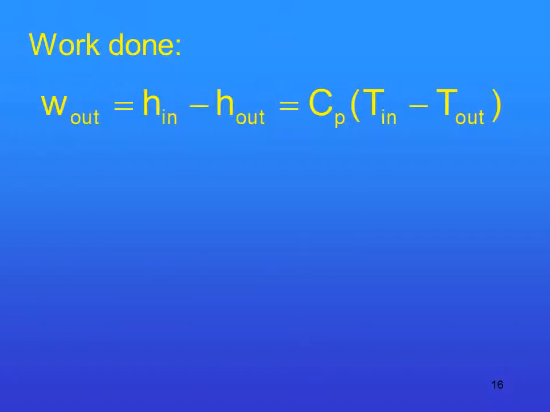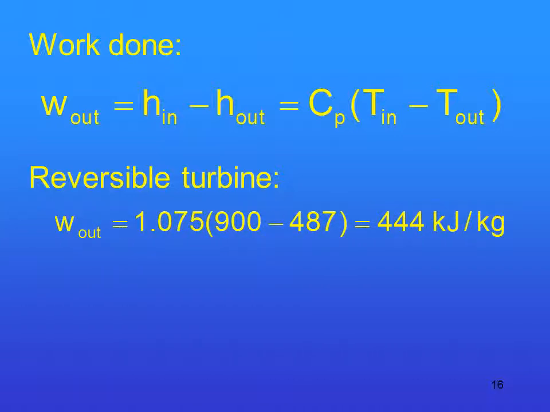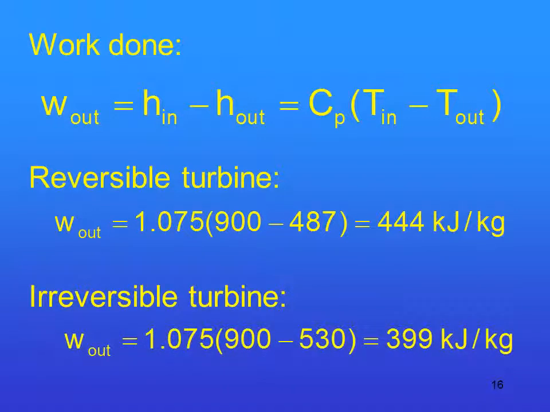So let's calculate the work done. H in minus H out per mass, because it's adiabatic. Do the energy balance, you should get this. Reversible turbine, we got 444 kilojoules per kilogram. But in the irreversible turbine, where we had the S generated and it came out at 530, you see we didn't get as much work. We lost the opportunity really to produce another 45 kilojoules per kilogram of work. That's what we would have had if it had been reversible. Actually, we haven't lost all that.